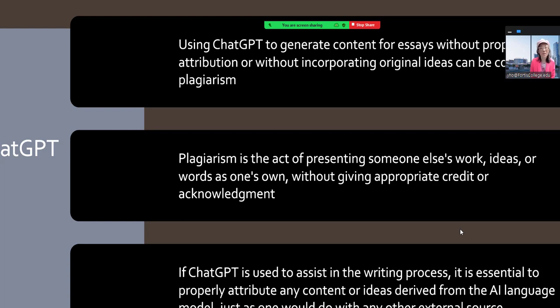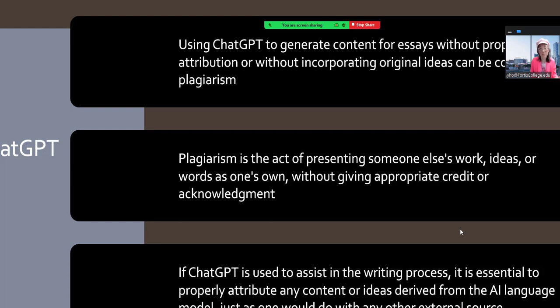So you always need to incorporate your own original ideas. You can use ChatGPT as a template, but you still have to write your essay and incorporate your original ideas, your original thoughts, your original experiences and points of view into your paper to make the paper your own. Plagiarism, if you just cut and paste from somewhere else, just like if you cut and paste from a book, cut and paste from a website, cutting and pasting from ChatGPT is no different.